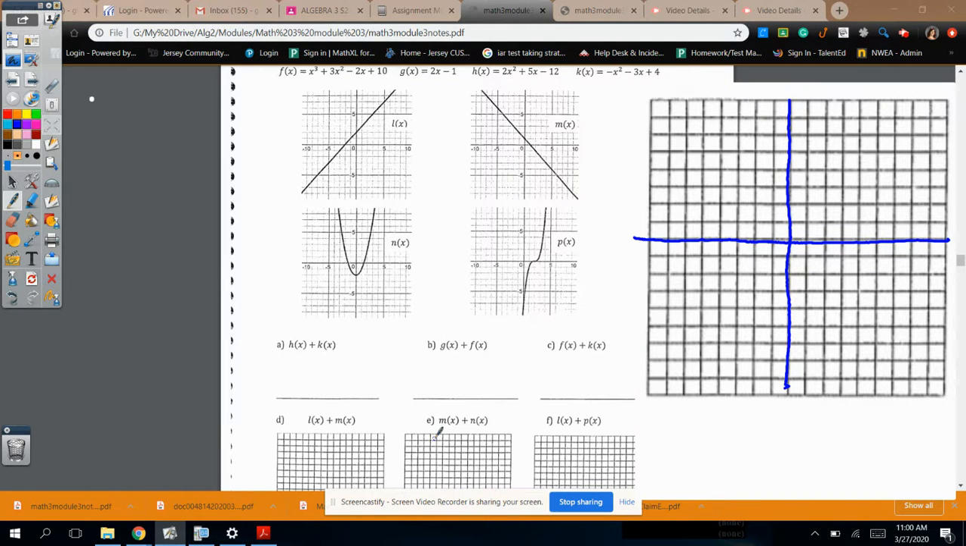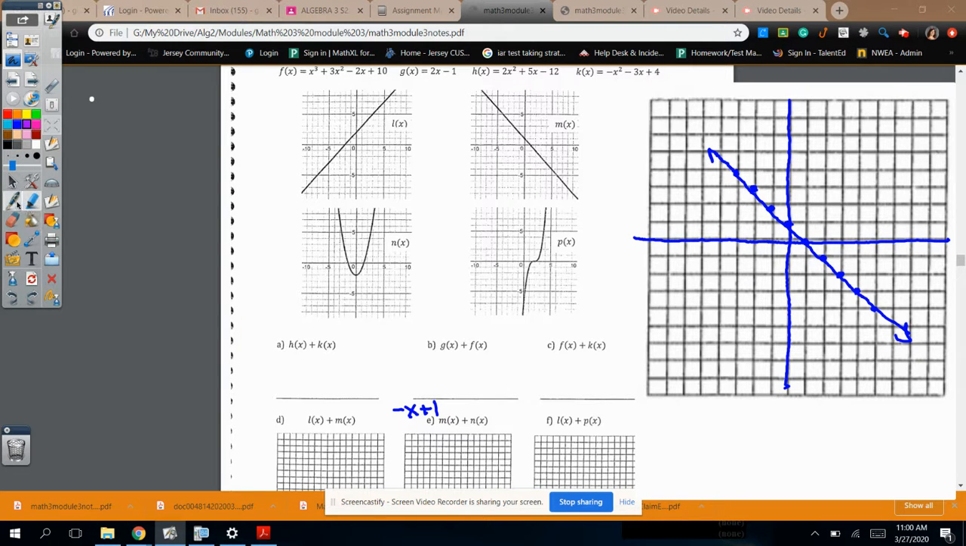Okay, I'm going to take m of x, which is negative x plus 1. Negative x plus 1. We'll graph that here in blue, since I already have blue. I make all these dots, and then I get disappointed when my line doesn't touch them all. Okay, good enough. It's a little wobbly, but pretend.